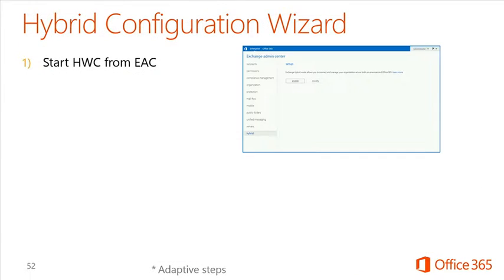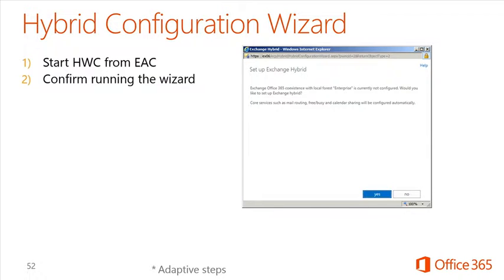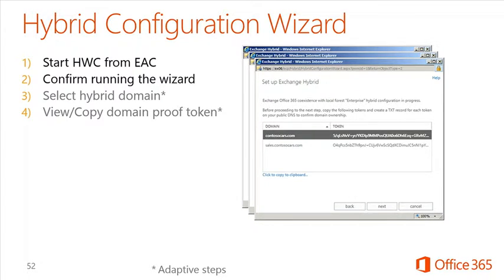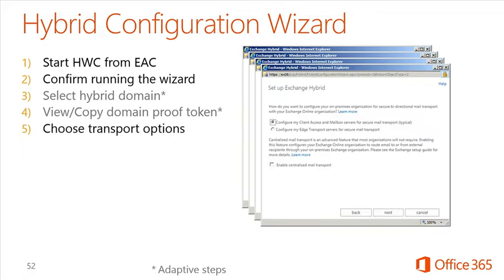Move mailboxes. So the Wizard is very straightforward. You launch it, start the Wizard, and confirm that you want to run Exchange hybrid. Select the hybrid domain. If you have a single domain, this doesn't come up. If you have more than one domain in your tenant, we will ask which domain you're trying to federate with for Office 365. Optionally, if you have multiple domains, we'll confirm your domain proof token.